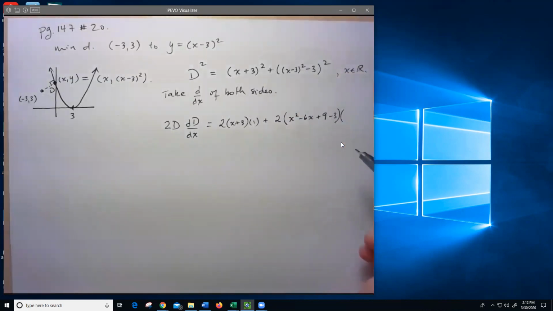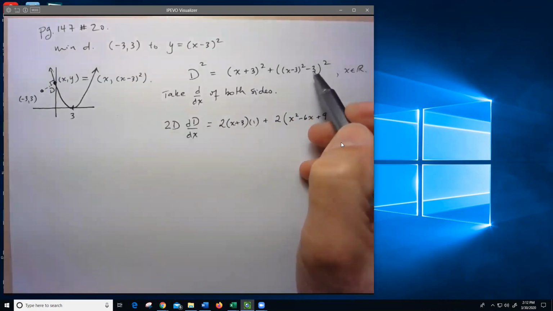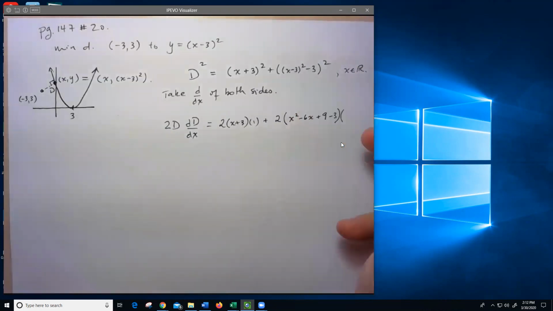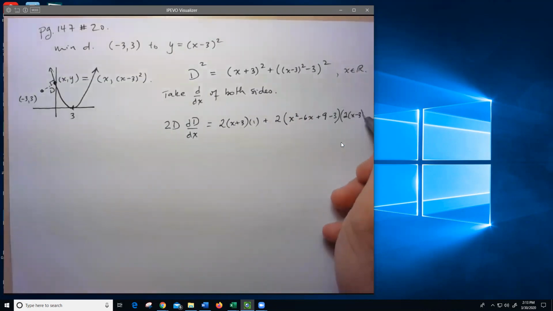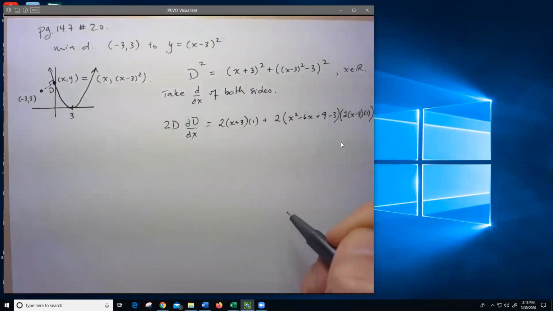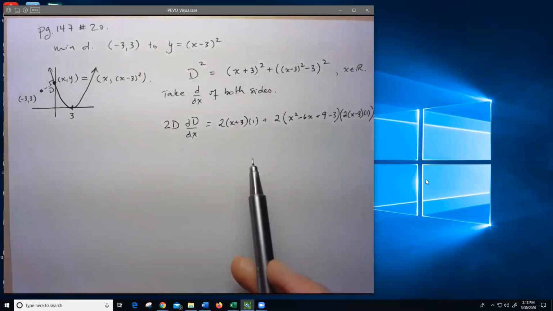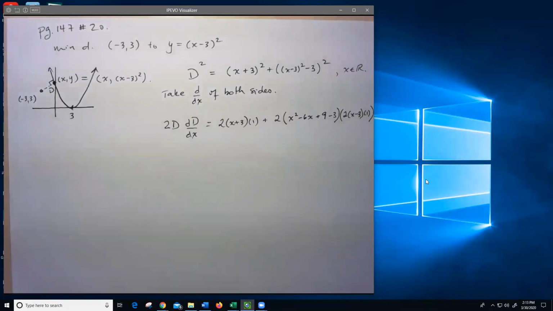Okay. Now I know that the derivative of 3 is just going to be 0, so I'm taking the derivative of this thing here. So it's just going to be 2 times x minus 3 times the derivative of x minus 3, which is just 1. Okay? So everybody okay with the derivative that I just took? Does anybody have any questions about this derivative? Okay, ask now. Make sure you understand everything that I did.